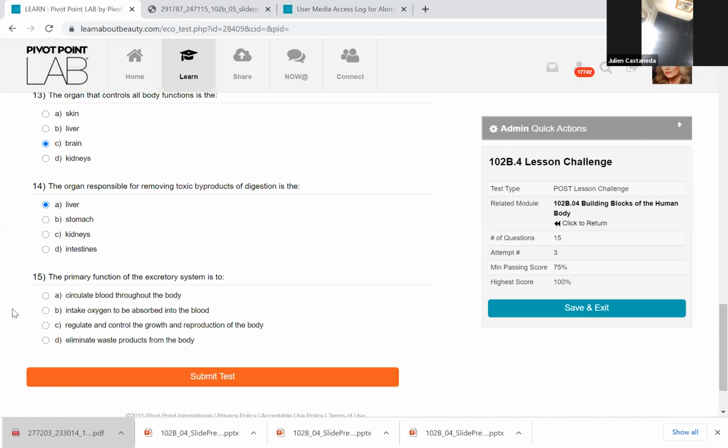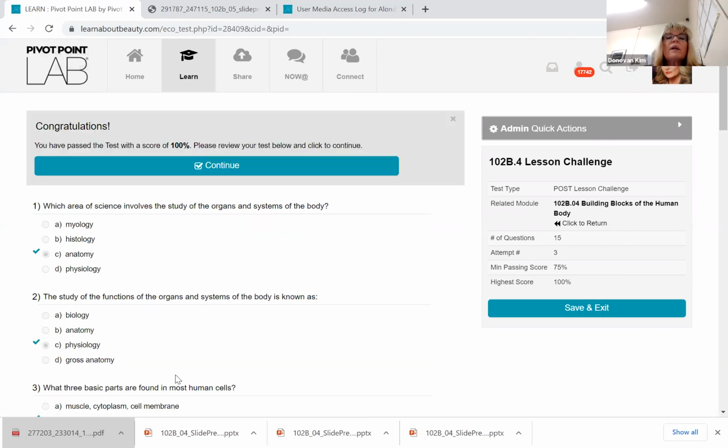Okay. And Ruben, this is the last one now. The primary function of the excretory system is to circulate blood through the body, intake oxygen to be absorbed into the blood, regulate and control the growth and reproduction of the body, or eliminate waste products from the body. I'm gonna go with D. Because it's excretory, right? It's exiting. All right, what do we got? Yay, we got 100%. Good job.